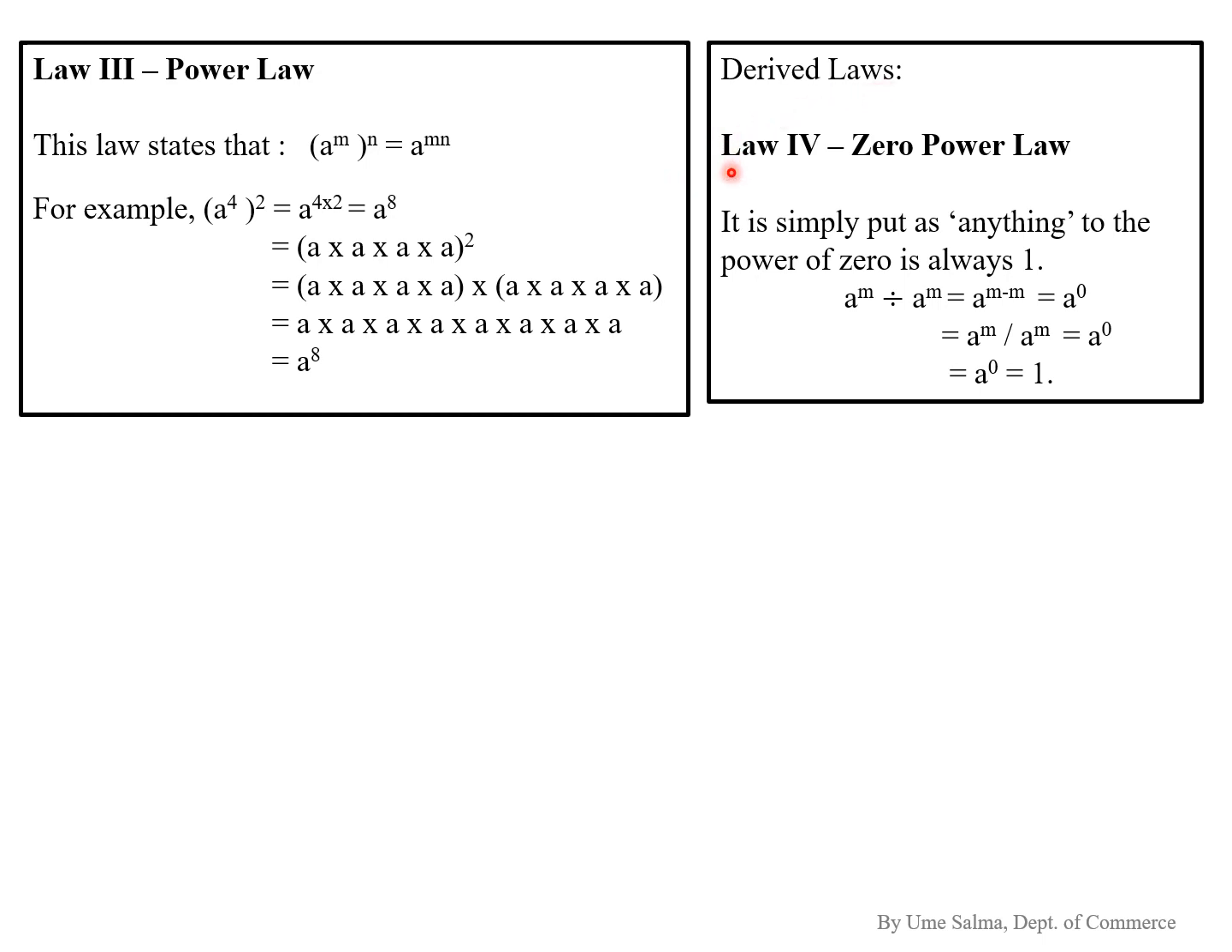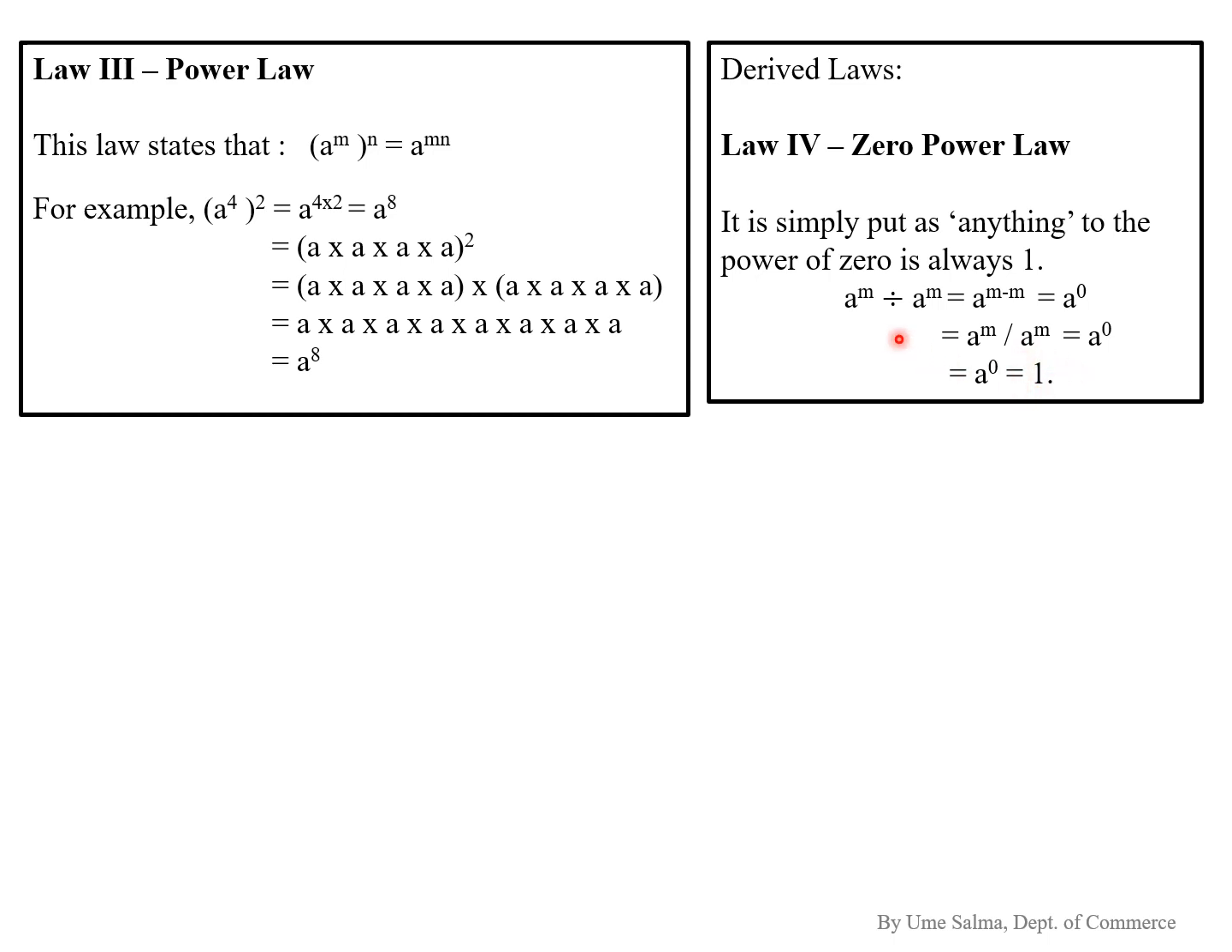It is simply put as anything. Note this, anything to the power of 0 is always 1. That means whenever you have anything like a to the power 0, that will always give you the answer of 1 and nothing else. So it is justified in the following steps.